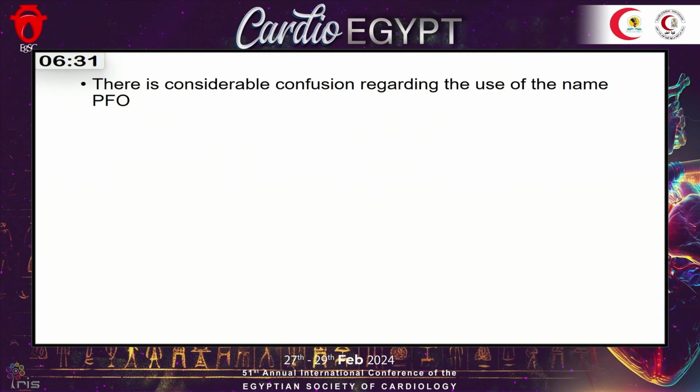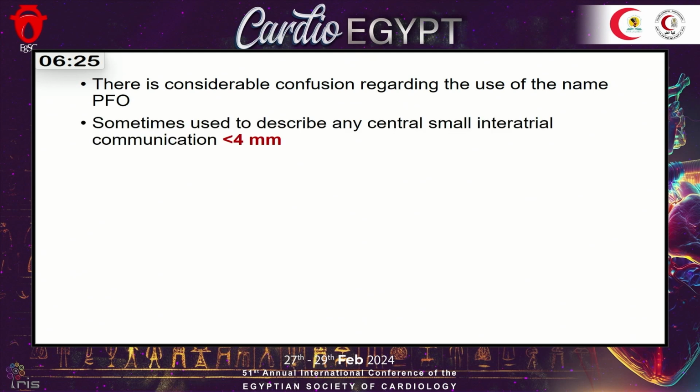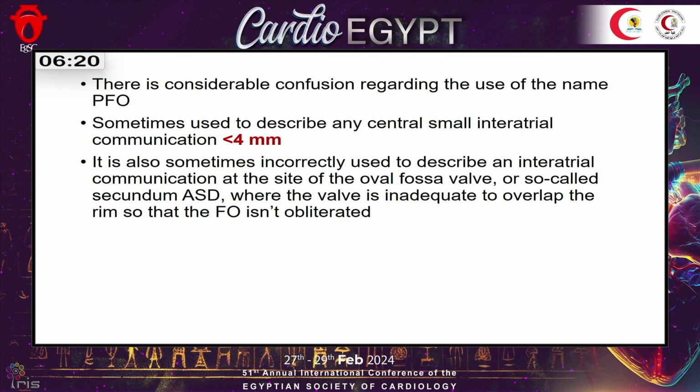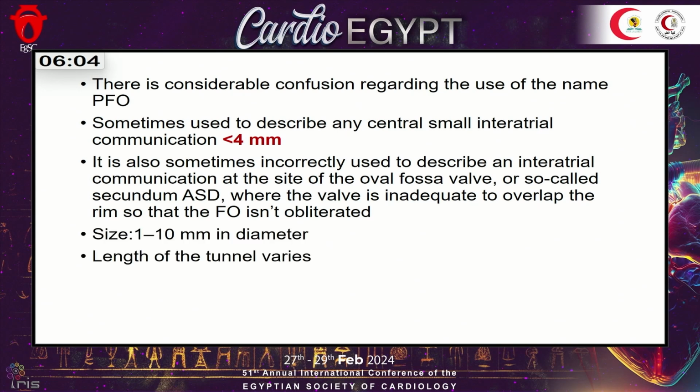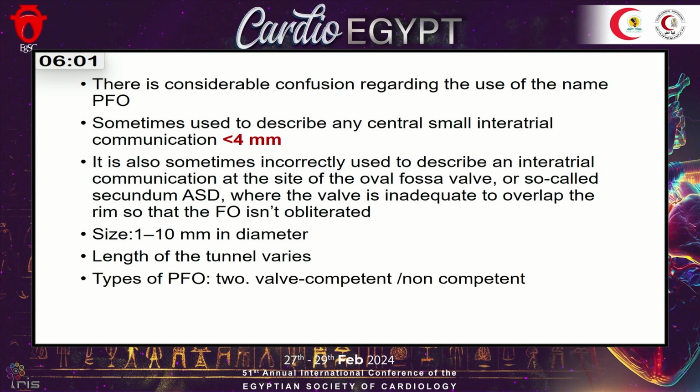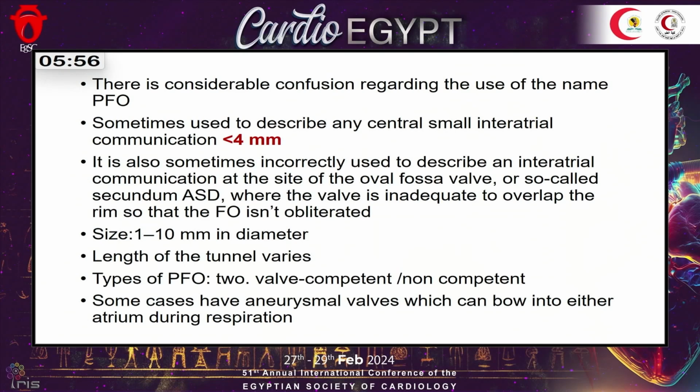Okay, there's considerable confusion regarding the use of the name PFO. Sometimes it's used to describe any central small interatrial communication less than 4 millimeters. Sometimes it's incorrectly used to describe an interatrial communication at the site of the oval fossa valve, or so-called secundum ASD, where the valve is inadequate to overlap the rim so that the FO is not obliterated. Size varies from 1 to 10 millimeters in diameter. The length of the tunnel varies, of course, and it has two types, valve competent and non-competent. Some cases have aneurysmal valves which can bow into either atrium during respiration, as we can see here.